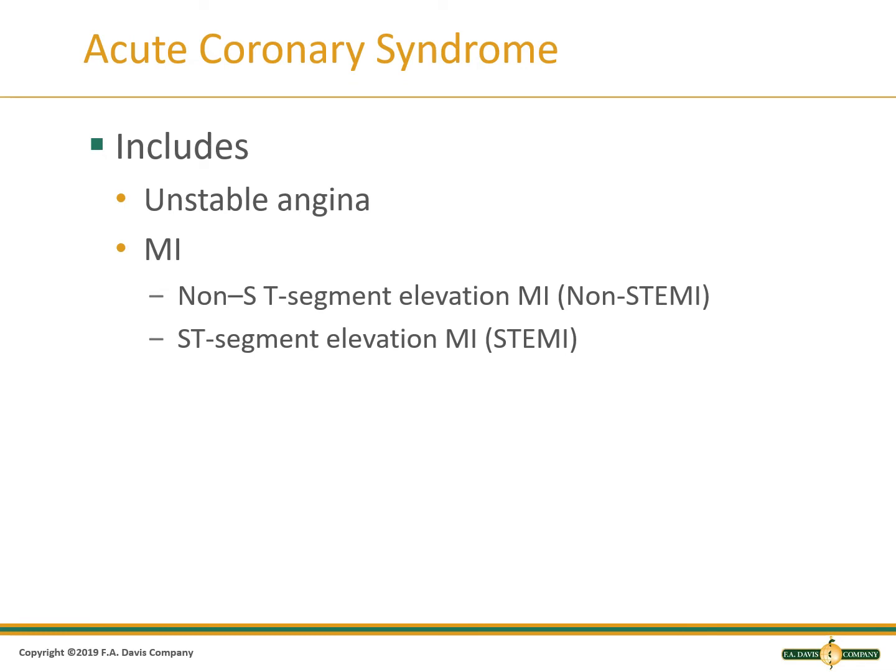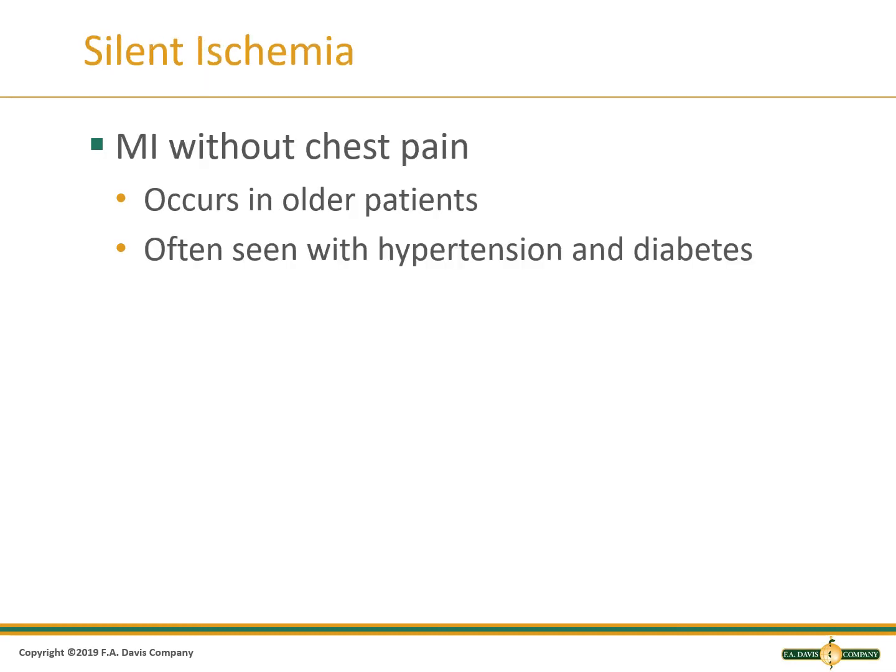Acute coronary syndrome includes the conditions of unstable angina and myocardial infarction. It is caused by a sequence of inflammatory processes leading to thrombus formation and reduced blood flow, which is unstable angina, or to partial or complete coronary artery occlusion, which is the myocardial infarction. Silent ischemia is ischemia that can go undetected. It's a great risk. This can lead to myocardial infarction without chest pain, often seen in older adults and seen with hypertension and diabetes.